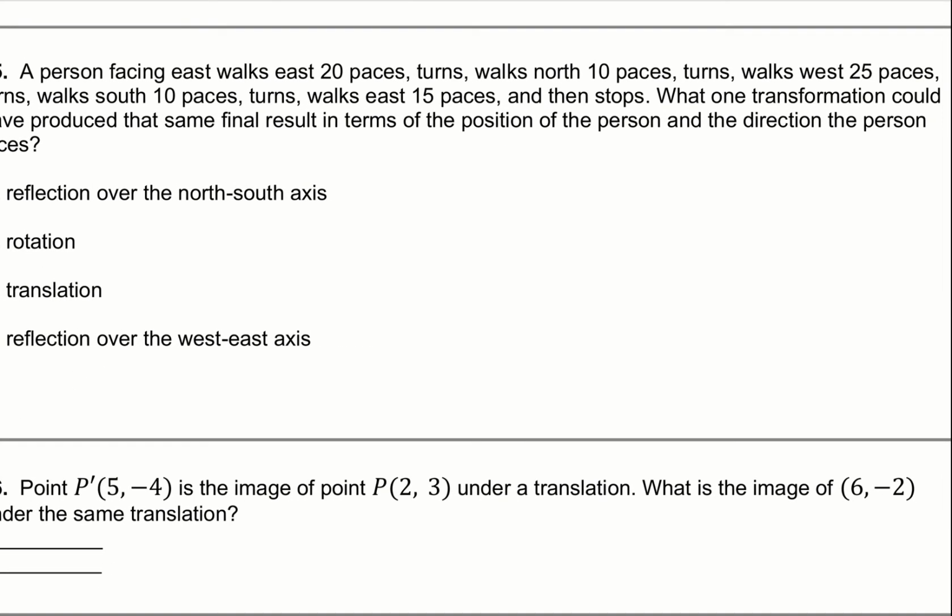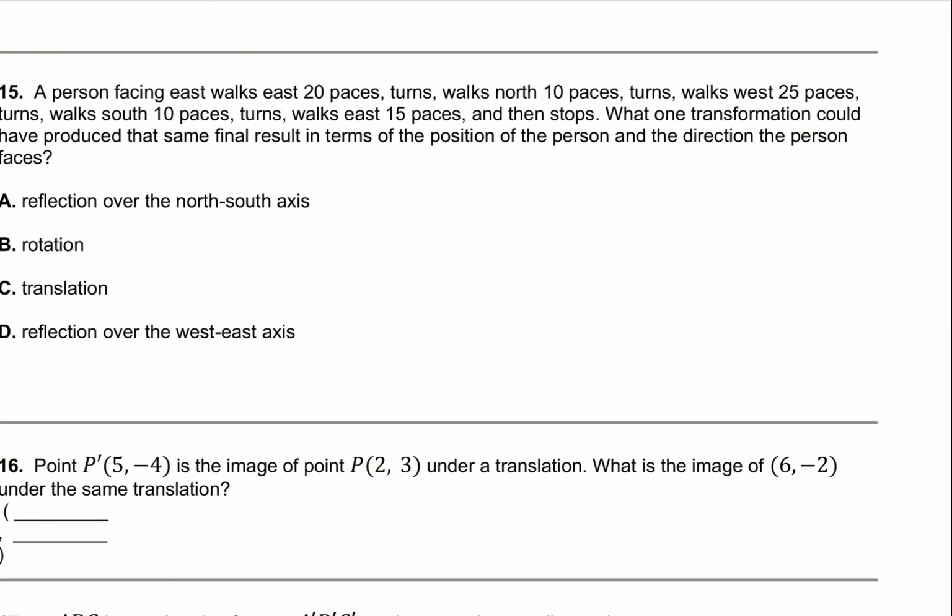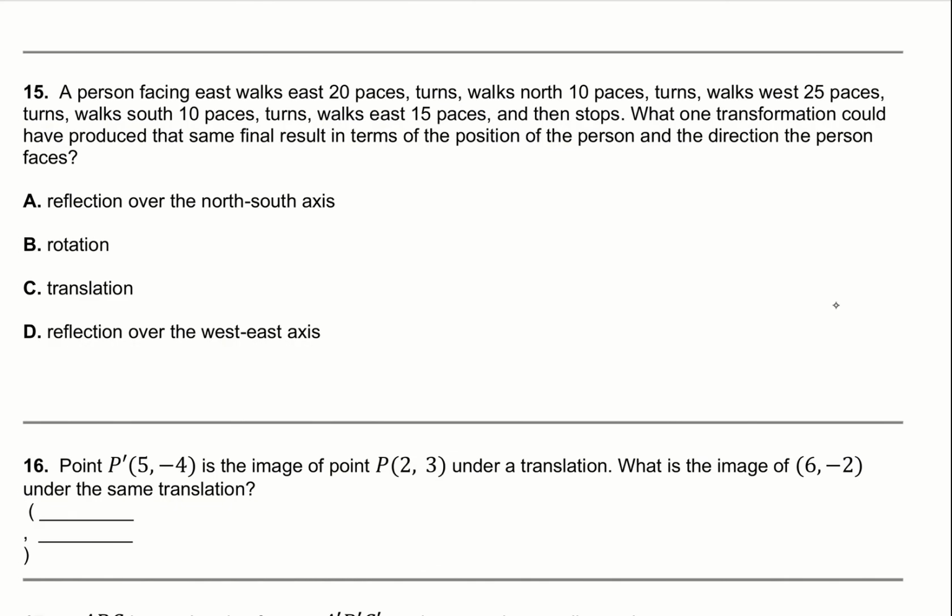All right, number 15. A person facing east walks east 20 paces, turns, walks north 10 paces, walks west 25 paces, then south, then walks east 15 paces, and so on. So this looks like this person is going all over the place. So we have here east 20 paces. Let's make the markers 10 each, since that seems to suit the problem very well.